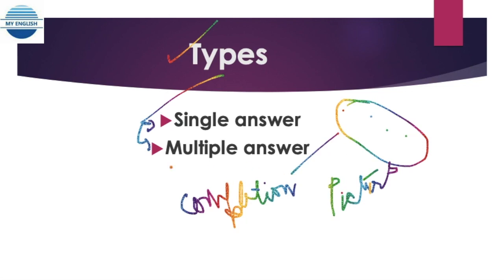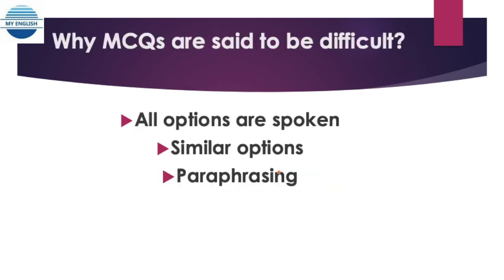Now, why are they difficult? They are difficult because all the given options are spoken. So this makes choosing the correct answer difficult. Then the given options and information about them are often similar, making it hard to find the differences. And mostly the options are not necessarily in order, so you may get confused while referring to the options because they are listed out randomly.